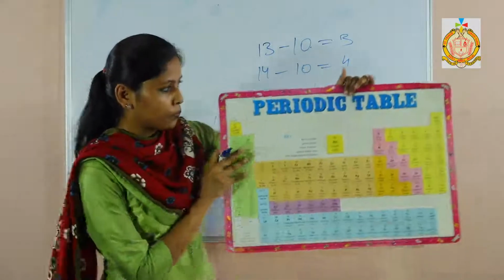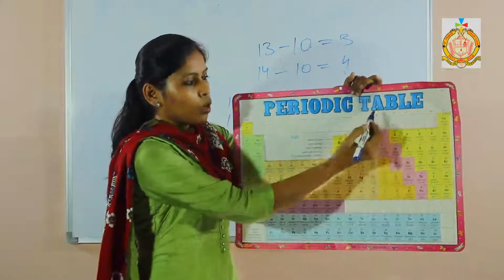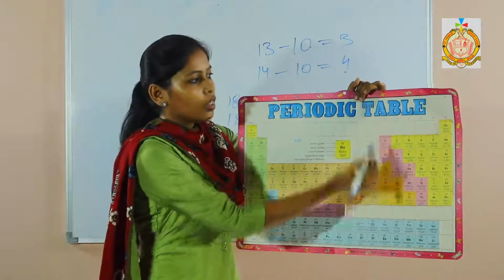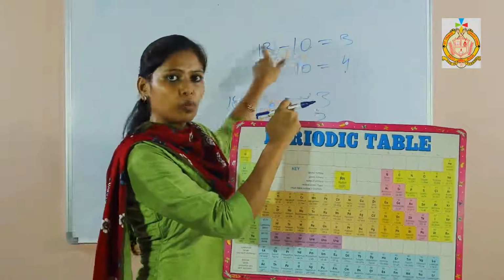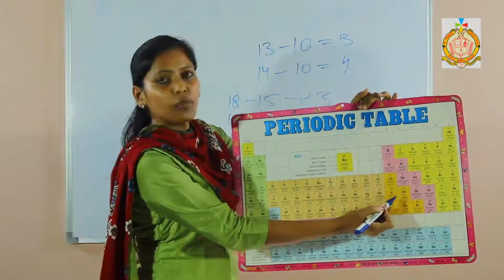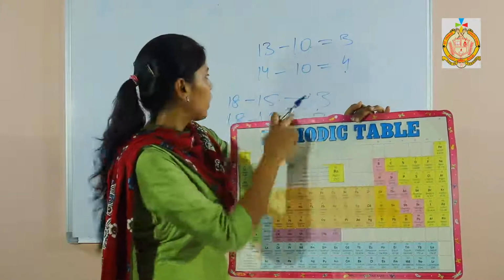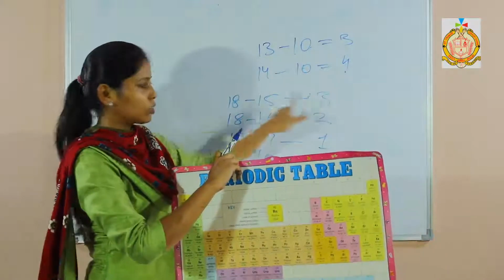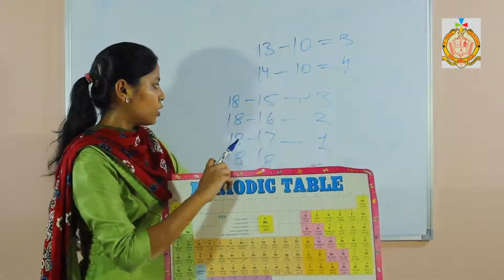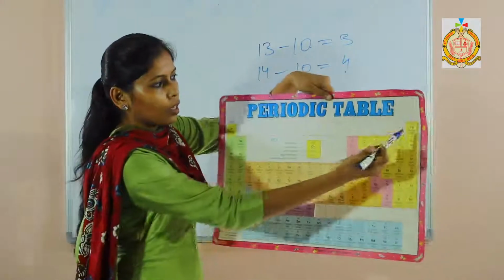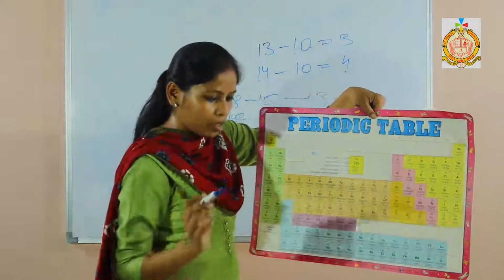Now see this one. This is group 1, valency 1, group 2, valency 2, then come to 13. Whatever elements are in group 13 will have valency 3. Subtract 10 from 13. Similarly, group 14 will have valency 4. Then group 15 will have valency 3, subtract 15 from 18. Then group 16 will have valency 2. Then 17, valency 1, and 18, the last group, are the noble gases. They have valency 0. 18 minus 18 is 0.